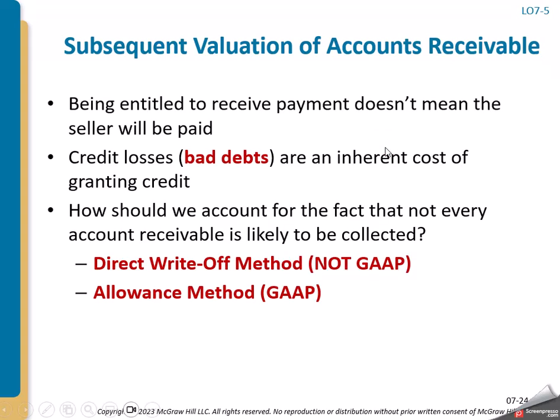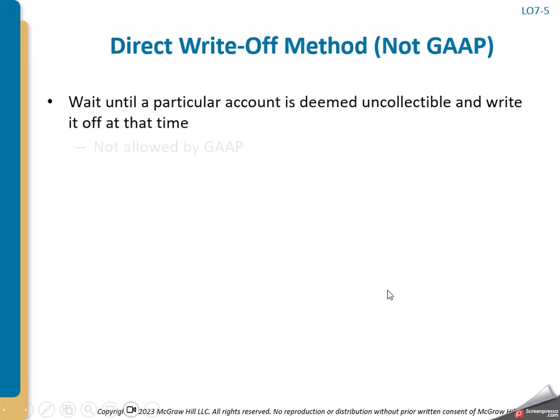Then later on, after it's sold and past the return window, we're trying to collect on our accounts receivable. Not all of our customers will pay us, so many times there's bad debt. There are two different methods that a company can use, and we're really going to focus on the allowance method, which is GAAP.